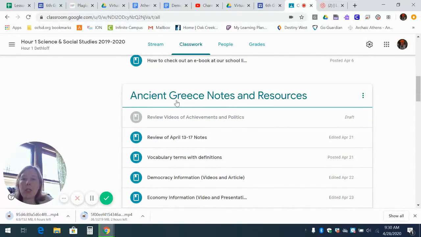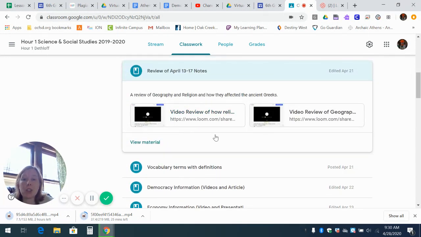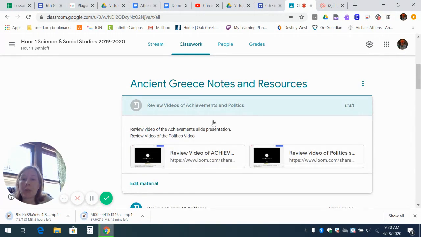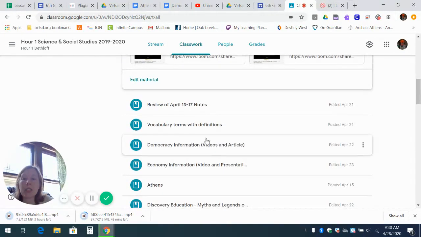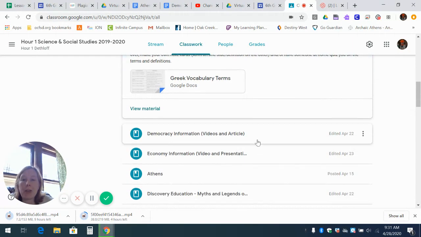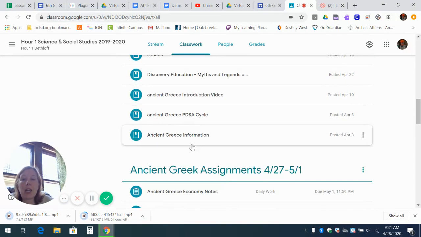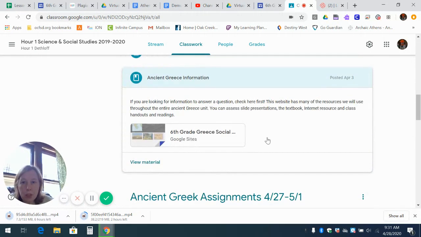Scrolling on down, what do I have to do? Oh, hey, look, ancient Greek notes and resources. I wonder if that would be a helpful place to find information. You betcha. So you can look at review presentations. If you want to know information about religion or geography, review information will be posted, a little bit about achievements in politics, vocabulary words. You have a quiz next week, Thursday, on these vocabulary terms. So you can print this out or copy it down, make flashcards. Information about democracy, economy, Athens, everything you need. If you want one-stop shopping, use this site here.